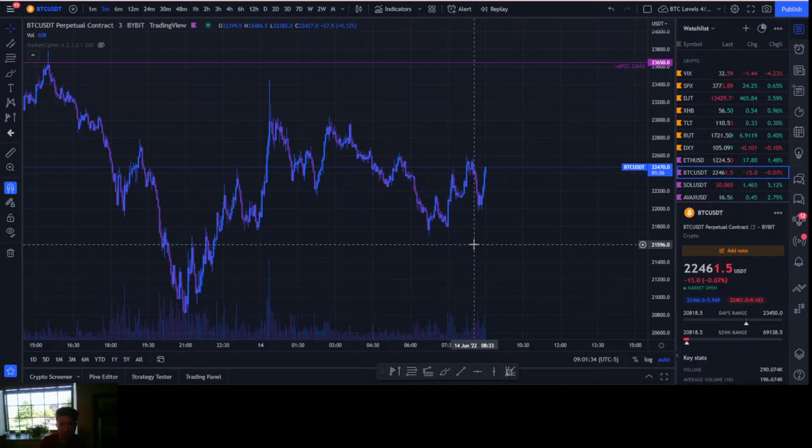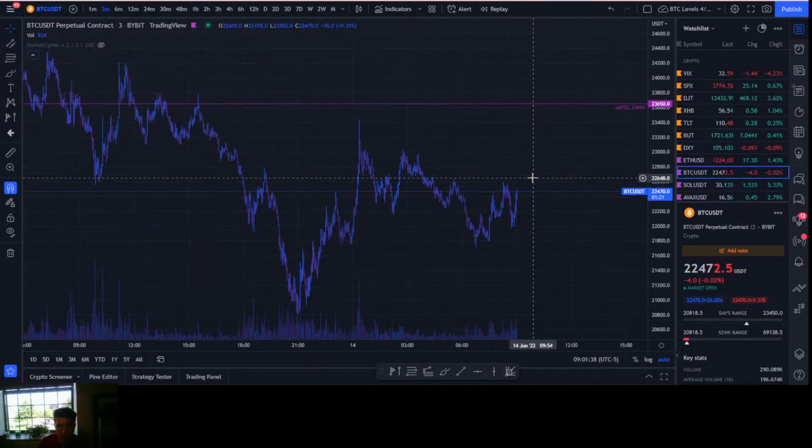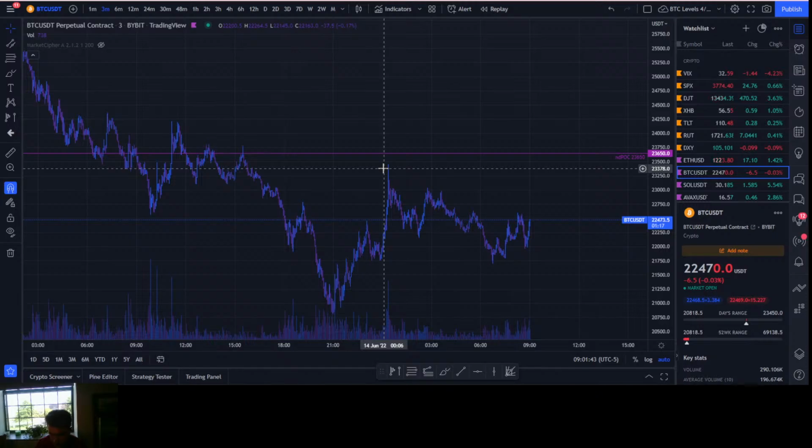So it could be a possibility that we come up to this naked daily point of control, kind of looking for a short based off of this. A lot of volume traded in that point of control.